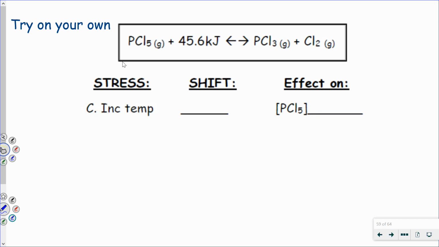Same reaction. What happens if I increase the temperature? Which way will it shift? And what happens to PCl5? Remember, temperature has the same rules as concentration. So I'm increasing, which means I'm adding, which means my arrow will shift away. So we've got to deal with temperature now, or heat. So we've got to find where our heat is. Here's my heat, and I'm increasing it, so I'm going to put a plus sign. I'm adding heat. That means my arrow is going to shift away from what I added, which would be pointing to the right.